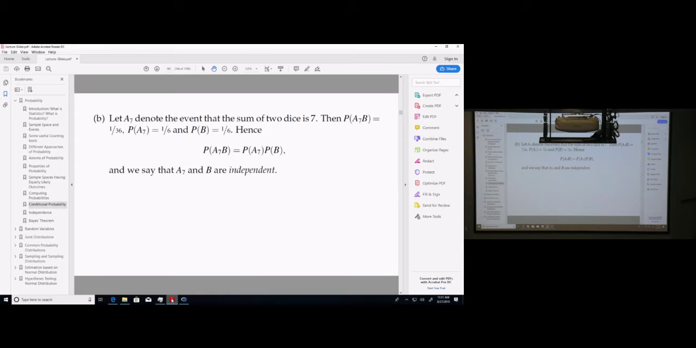But if the sum is something other than 7, that is 2, 3, 4, 5, 6, 8, 9, 10, 11, 12, it matters. For example, if you want the sum to be 2, but you know the first die is 4, then it is not possible. Okay, so this is a little strange thing here.